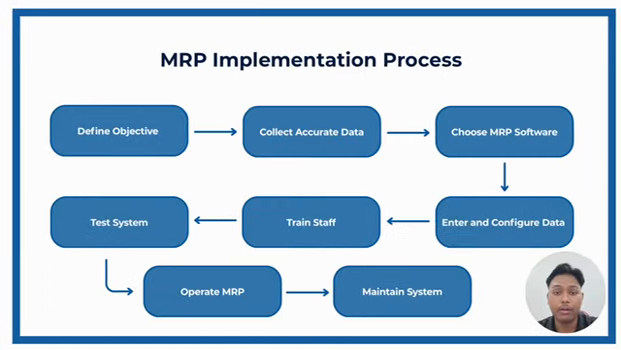Let's move on to the MRP implementation process. The MRP process starts by defining the objective. Next, accurate data is collected and MRP software is chosen. Data is entered, staff are trained, and the system is tested. Finally, MRP is operated and maintained.